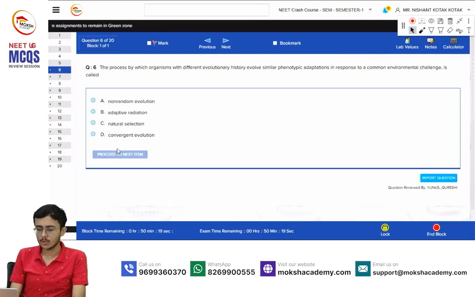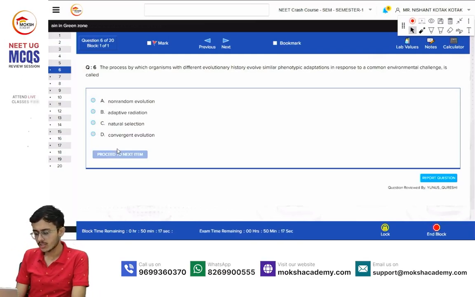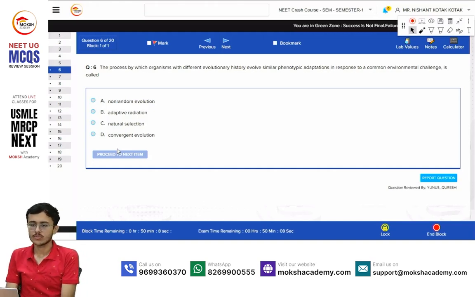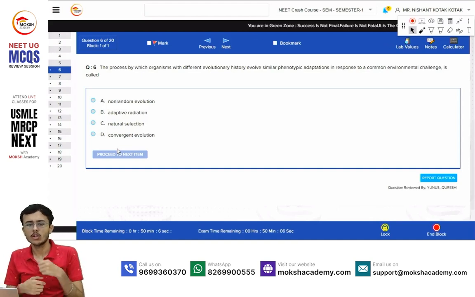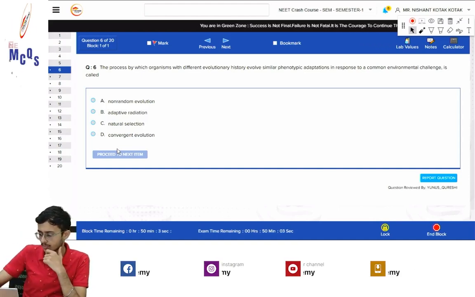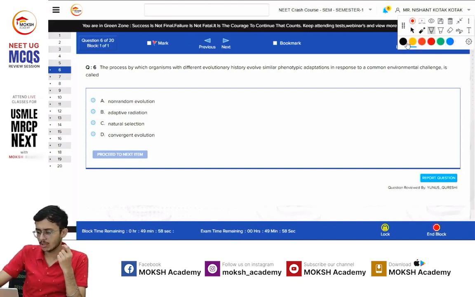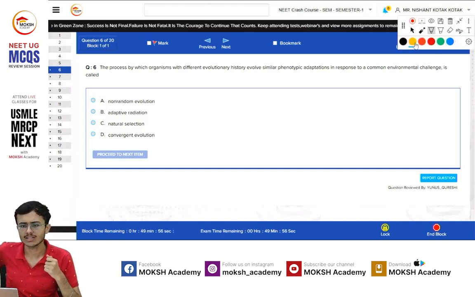Sixth question. The process by which organisms with different evolutionary history evolve similar phenotypic adaptations in response to a common environmental challenge is called. Okay. Here we will come to the concept of convergent and divergent evolution. Let's try and look at them one after the other. The common trick to remember or solve such MCQs. These are very confusing topics.